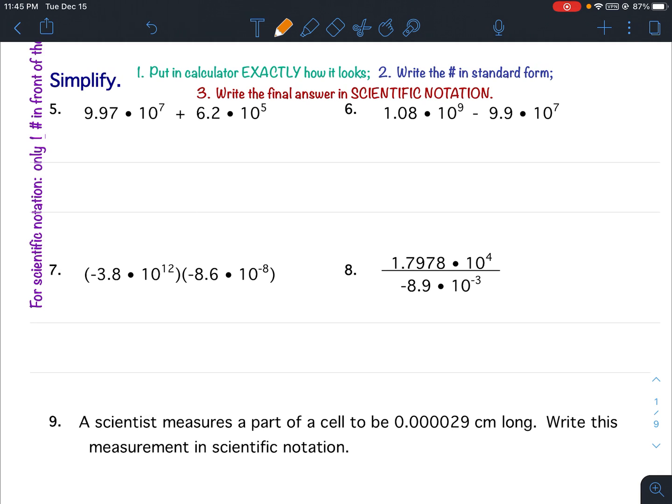First step is you put the problem in your calculator exactly how it looks. Hit enter. Your calculator will give you the standard number. So you will write the standard form down. That's your work. And then your final answer will be written in scientific notation. So again, put it in your calculator, write the standard number down, and then write your final answer in scientific notation. Pause your video and get all of this written down.